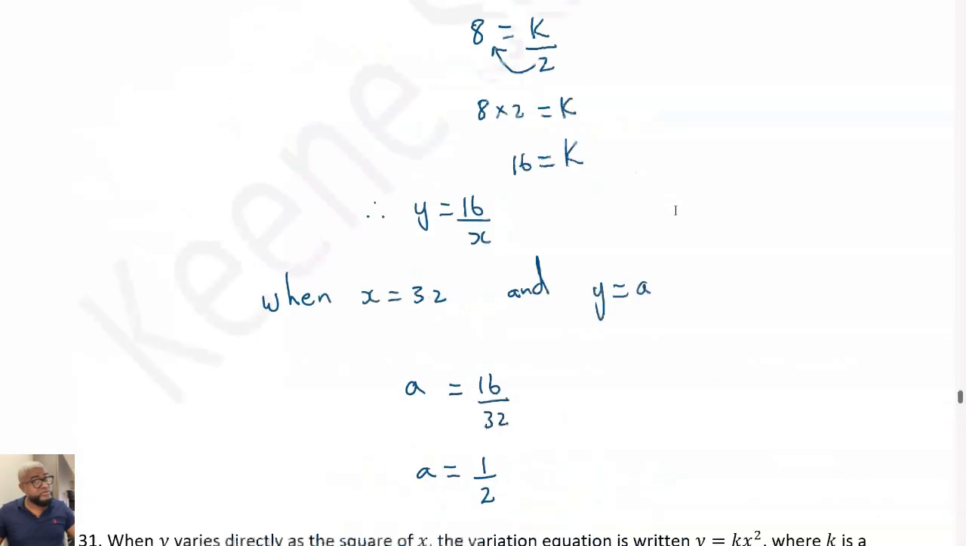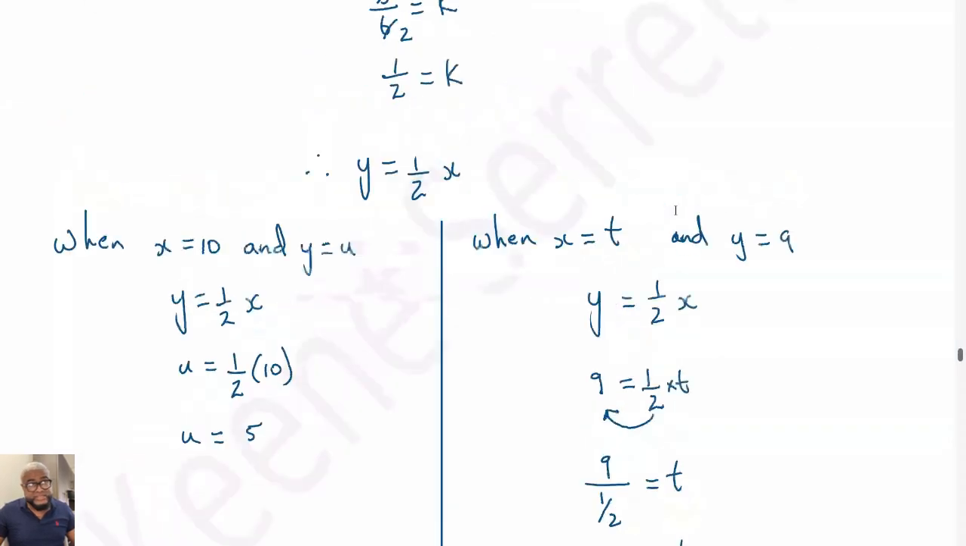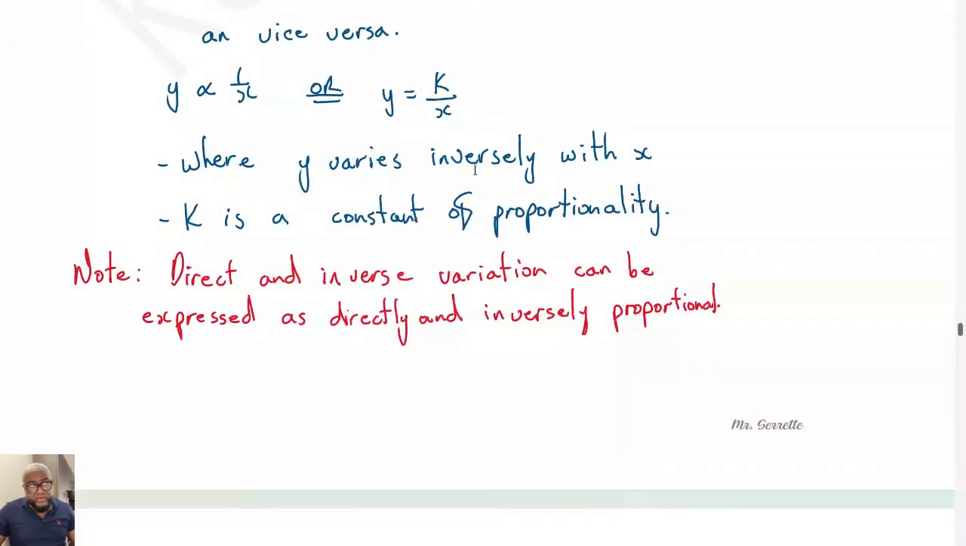But I gave you all a note on that, right? The note is up here where I said direct and inverse variation can be expressed as directly and inversely proportional. They can use proportional. All right, no problem. So they can use the word proportional or they can use the word variation. Everybody good there?